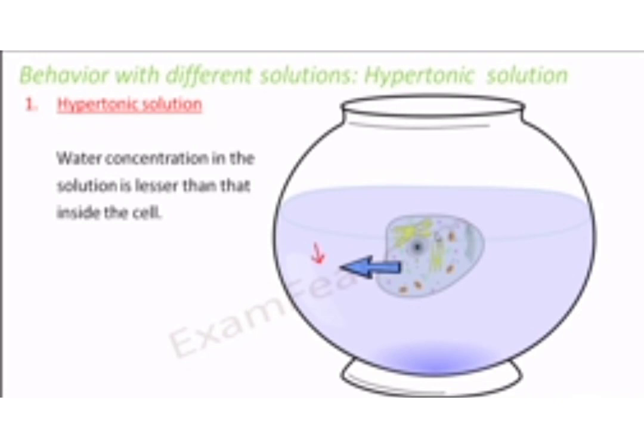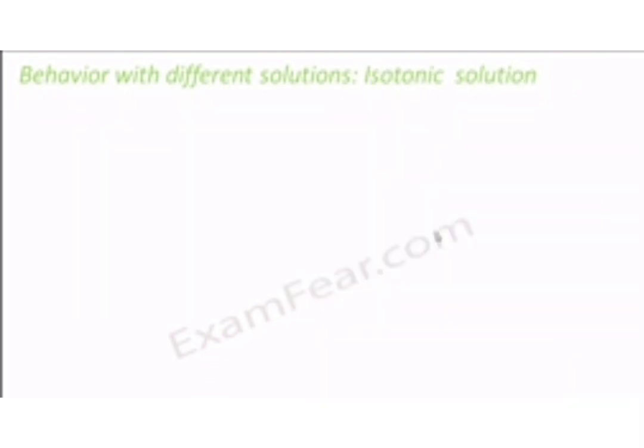So why am I telling all these things? Just to tell you the behavior of the cell in different solutions, and this behavior is because of the property of plasma membrane. It is because of the selective permeability of plasma membrane, because plasma membrane allows flow of particles only along specific directions. Now let us look at an isotonic solution.